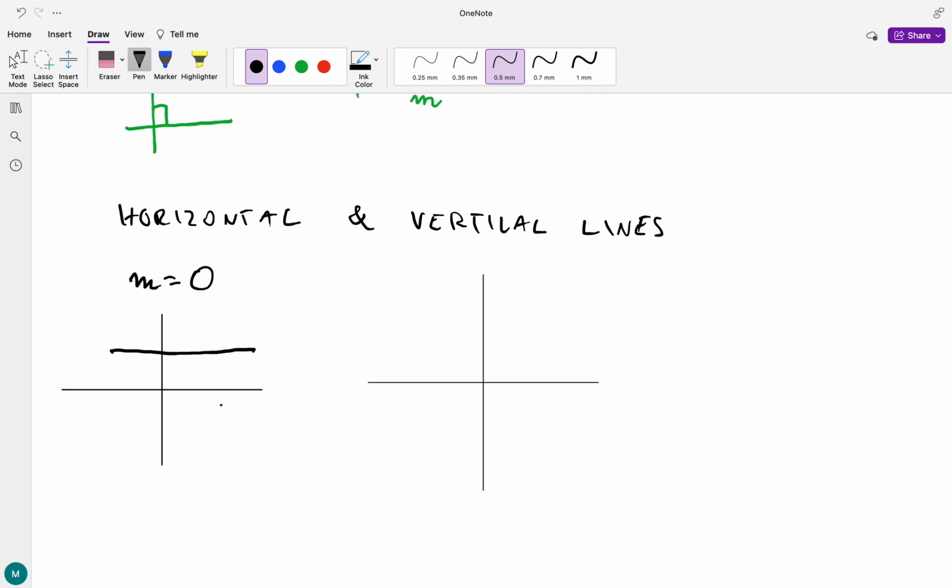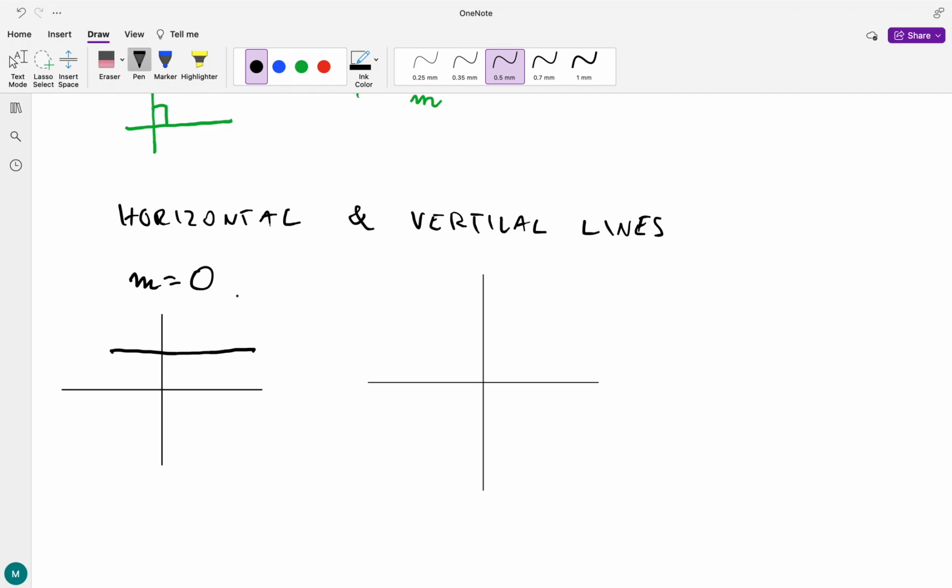Horizontal line. Recollect that the slope is rise over run. In this case, we don't have any rise, we only have run, right? So the difference between our y values is going to be 0. It's just the same y value. Hence, the slope is equal to 0.